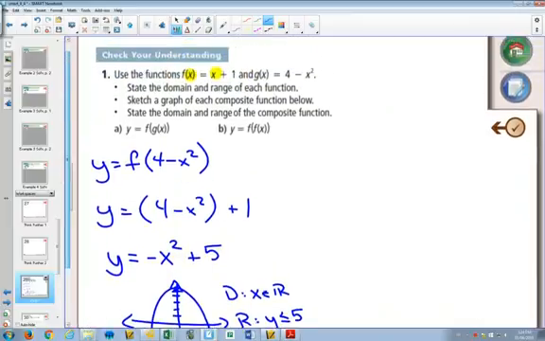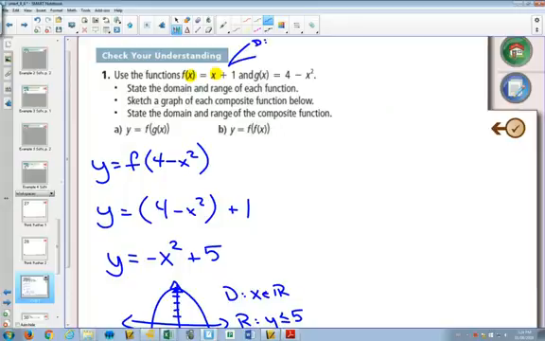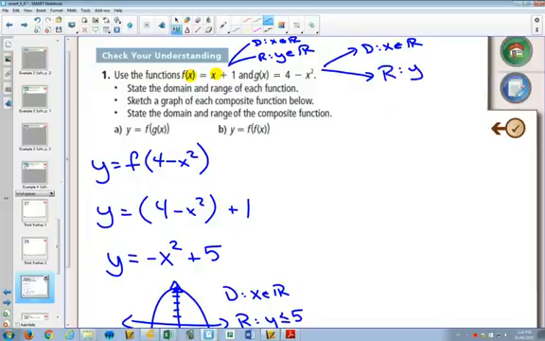Oh, it asked for the domain and range of each original one, so I'll just do that here. Domain of this would be everything. Range of this is everything. This is a parabola, so its domain is everything. And this parabola is a parabola that's flipped down and then shifted up 4. So its range is y is less than or equal to 4.